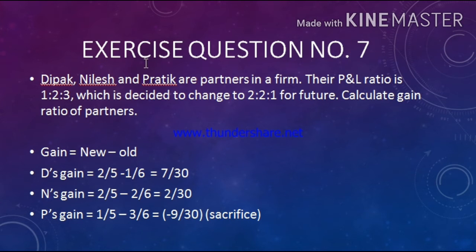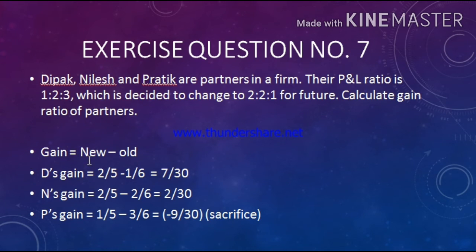Now based on the illustrations, we are moving on to exercise question number 7 of your textbook. Deepak, Nilesh and Pratik are partners in a firm. Their P&L ratio is 1:2:3, which is decided to change to 2:2:1 for the future. It means their old ratio is 1:2:3 and new ratio is 2:2:1. Calculate the gain ratio of partners.